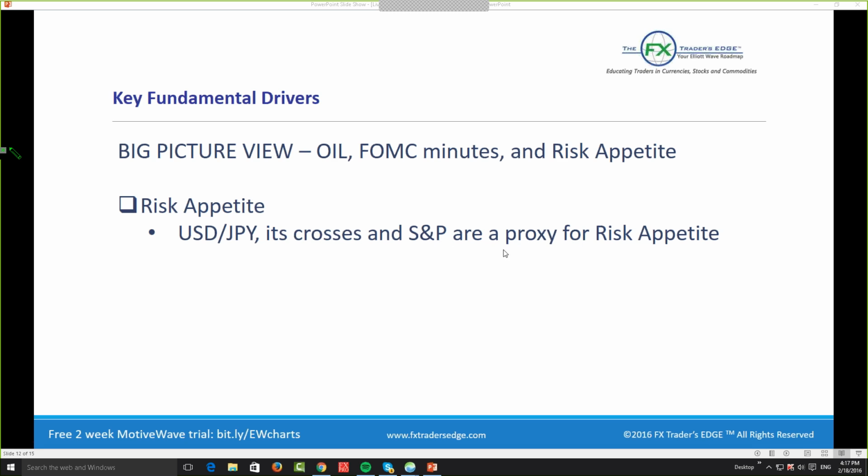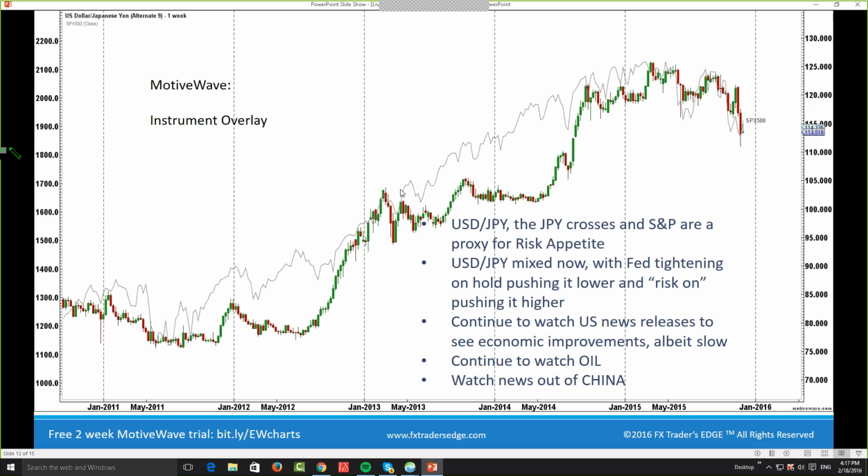So let's look at the dollar yen and the S&P to show you how they are very highly correlated and therefore a proxy for risk appetite. This is taken from Motive Wave. I use the instrument overlay function. Many of you are using Motive Wave. And this is taking the instrument overlay function on the dollar yen.